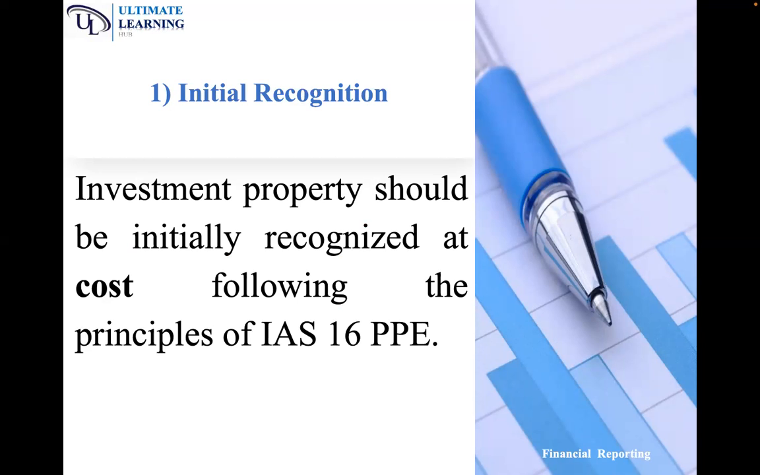So once more, in initial recognition, investment property should be initially recognized at cost, following the principles of IAS 16. And IAS 16 clearly defines what cost is, and we have said components of cost includes purchase price, and you must remember to remove trade discount, if any, cost to bring an asset to its present location and condition, dismantling, restoration, and removing costs, and borrowing costs to be capitalized.